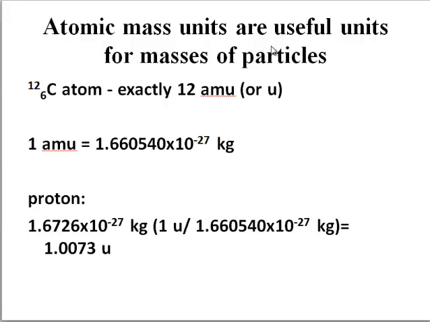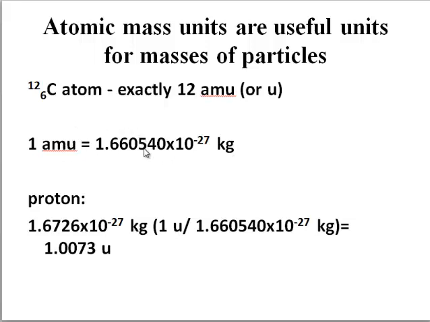Atomic mass units are useful units for the masses of tiny particles. Atomic mass units are defined by taking the mass of a carbon-12 atom, 6 protons and 6 neutrons, and defining it as exactly 12 atomic mass units, abbreviated AMU, or U. An atomic mass unit is equal to 1.660540 times 10 to the negative 27 kilograms.